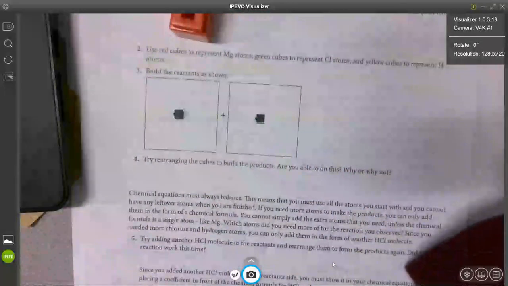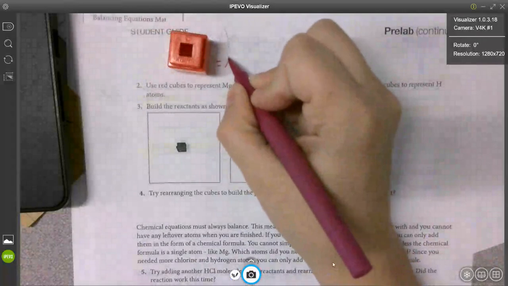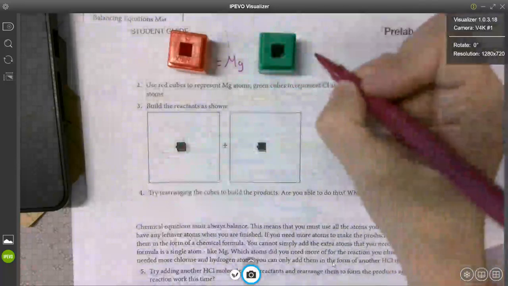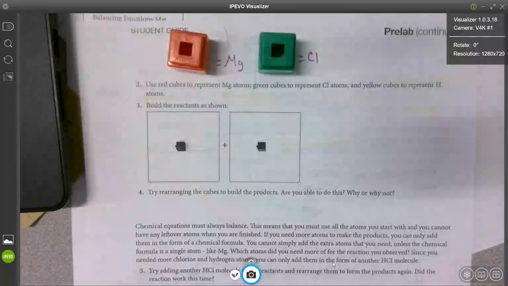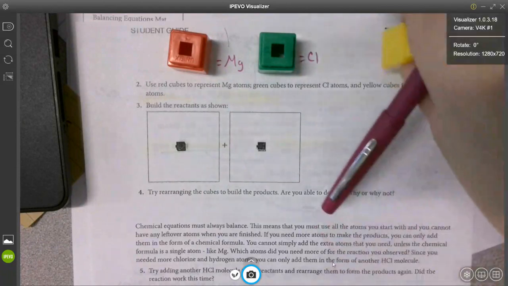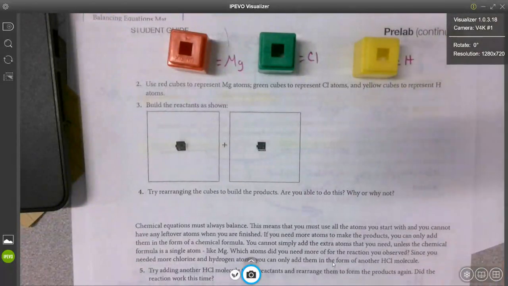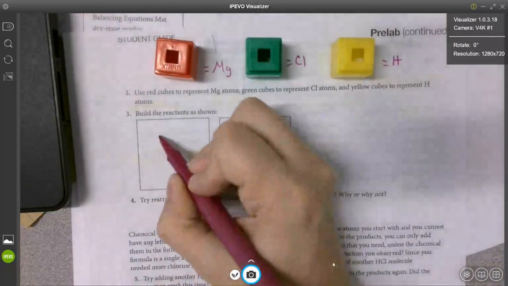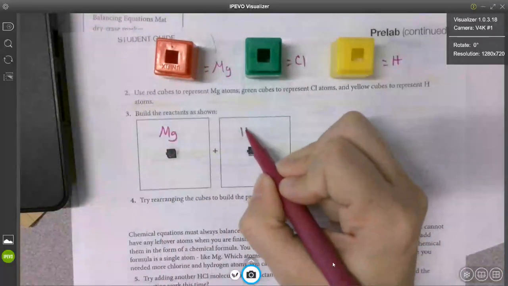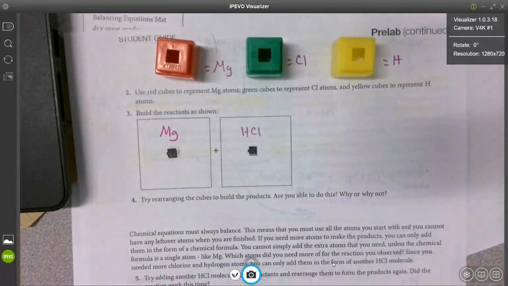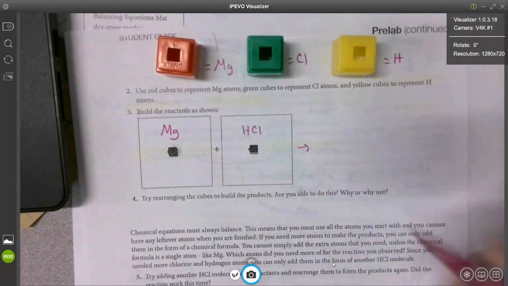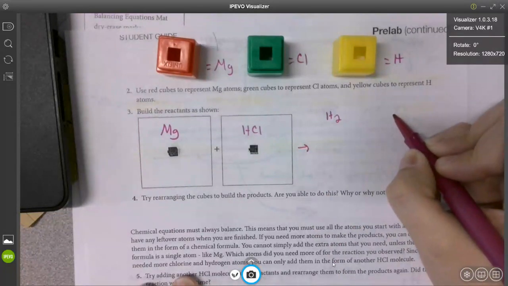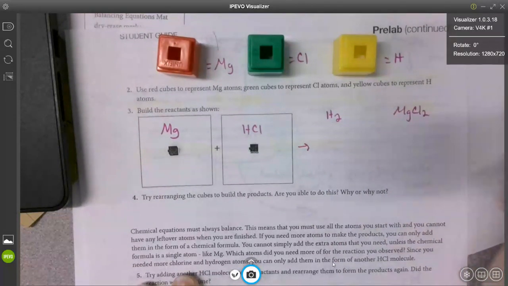Use red cubes to represent magnesium. Use green cubes to represent chlorine. And use yellow cubes to represent hydrogen. What we're going to do is go ahead and start. Magnesium and hydrochloric acid, HCl, were our 2 reactants. We finished with hydrogen gas and MgCl2, magnesium chloride.